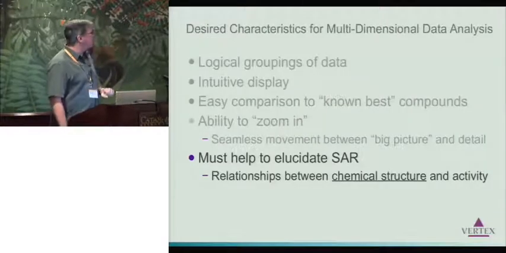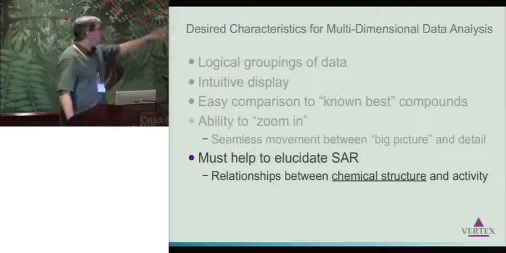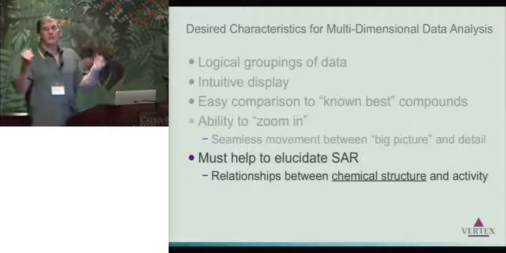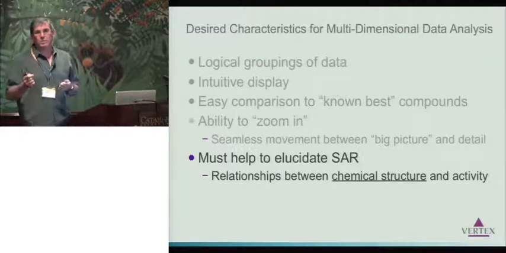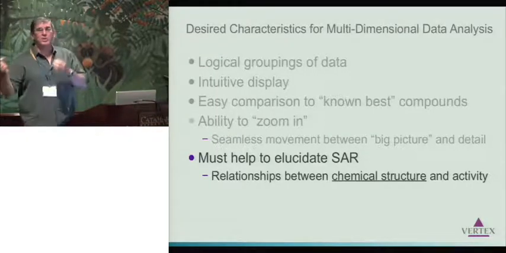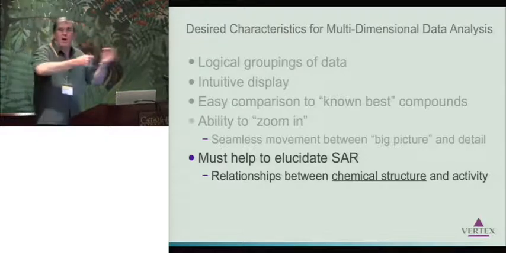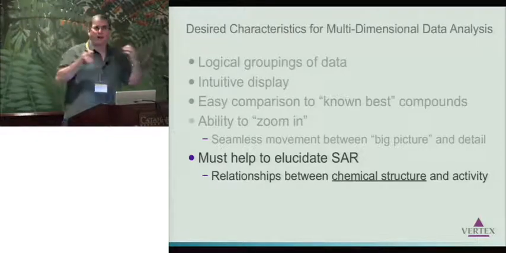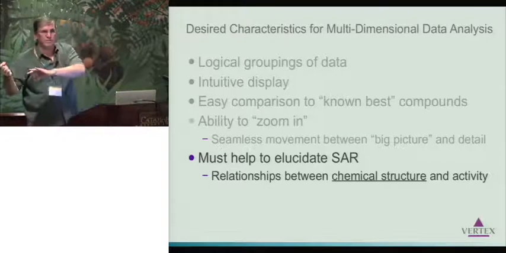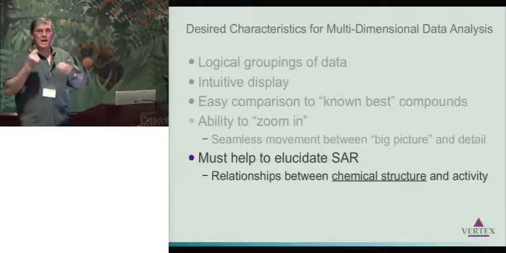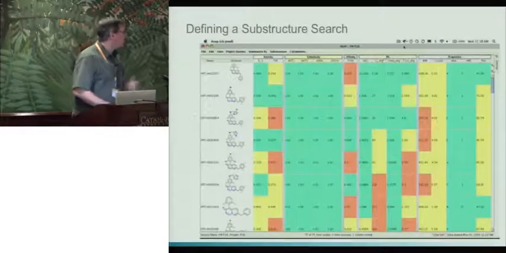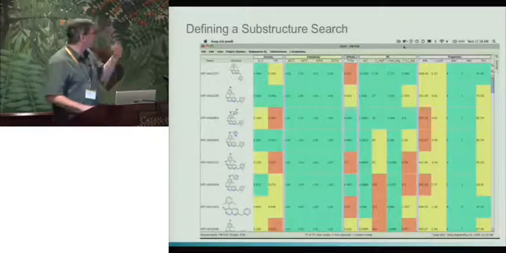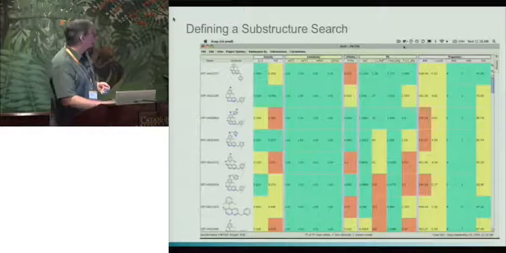But the most important thing to me is really how do we relate this data that we're looking at back to chemical structure? And how do we get people to make the connection between the two and say, oh, it looks like all of my compounds that have a morpholine have lousy pK. How do I help people to make that intuitive connection? So this is kind of simple, but once again, it's something I haven't seen anybody do before.